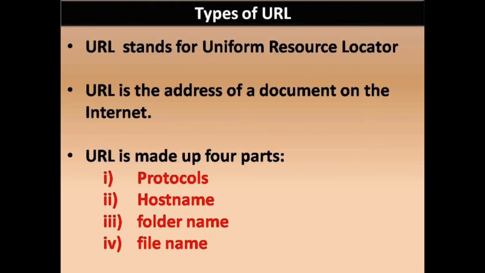We have already discussed what a URL is in the previous section. URL stands for Uniform Resource Locator. It is an address of each and every document which is displayed on the internet. So it is an address given to the website to identify and locate it on the internet. URL is made up of four parts: protocol, hostname, folder names, and finally file name with extension.